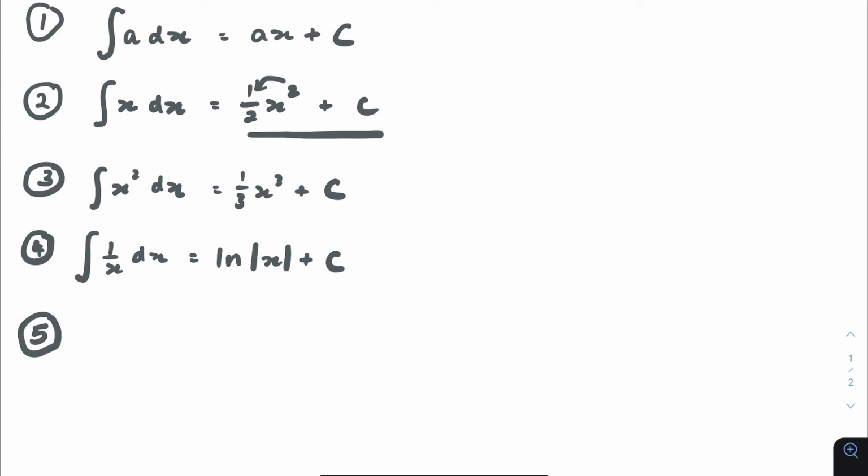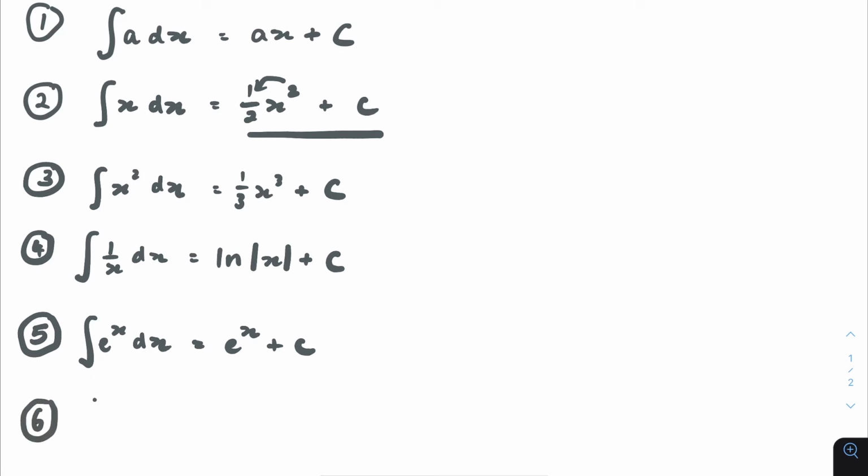Now, rule number 5. e to the power of x is still e to the power of x, but plus c. Because when you differentiate e to the power of x, it still becomes e to the power of x, so the two just remain the same when changing between them.